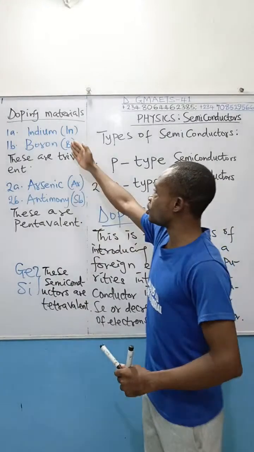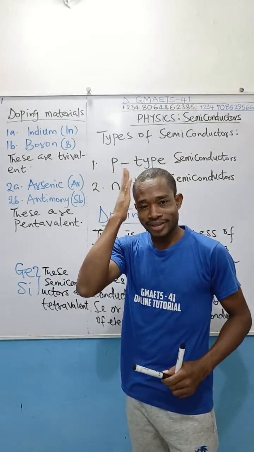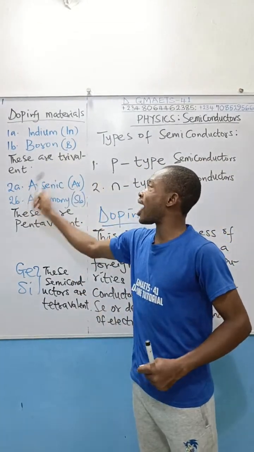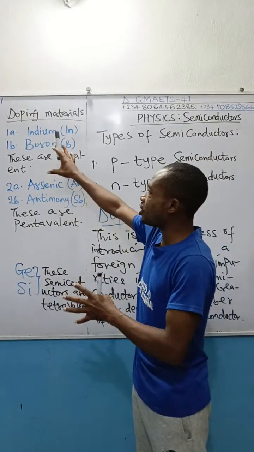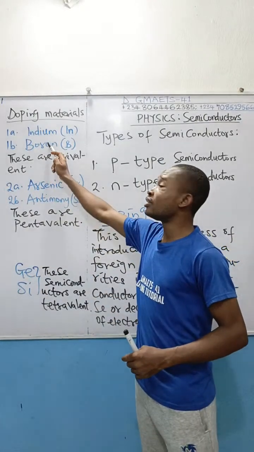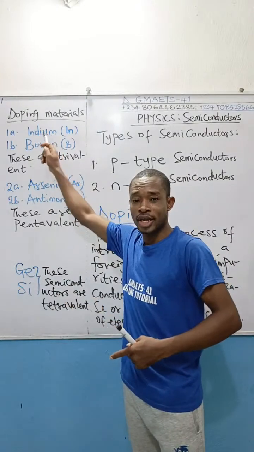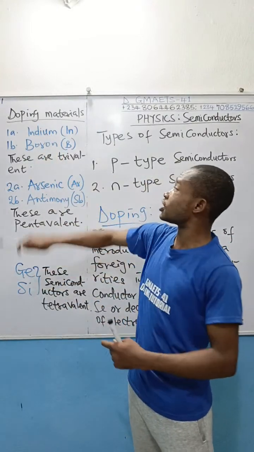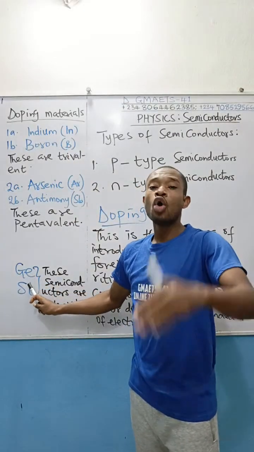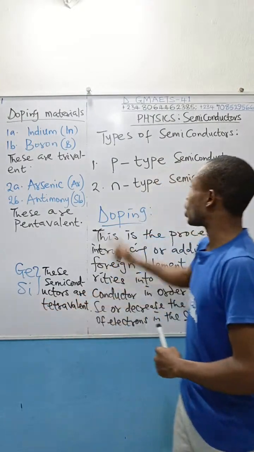And that is why I told you, the way I give you these doping materials, please bear them in mind, memorize them in this order. Indium and boron are trivalent doping materials. If you use them to dope a pure semiconductor, they will collect electrons from that semiconductor, meaning that the semiconductor will lose electrons to them. And if the semiconductor loses electron to them, what is going to happen? This guy will now have more holes, more positive charges than negative charges, thereby becoming a P-type.